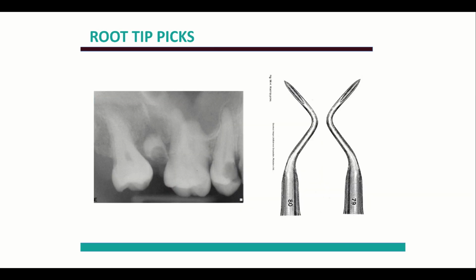And then, as I mentioned before, we might need to get out root tips. How do we do that? Well, we use these instruments right here called root tip picks. They look like a straight elevator, but they're a lot skinnier, and we should be able to slide this root tip pick into the tissues, get it up in here, and wiggle, wiggle, wiggle this tooth out. So we keep wiggling it, and hopefully the whole thing will come out at some point.